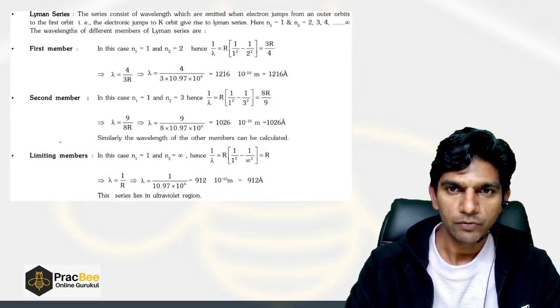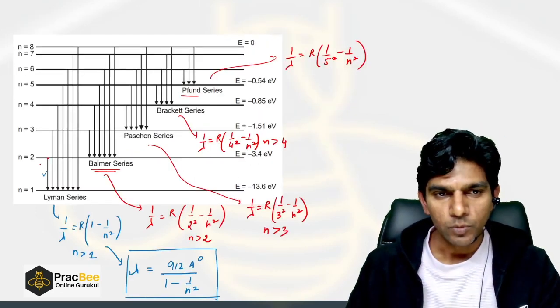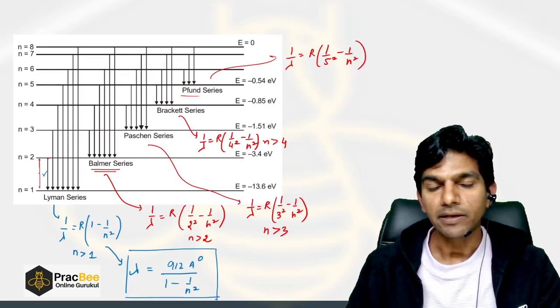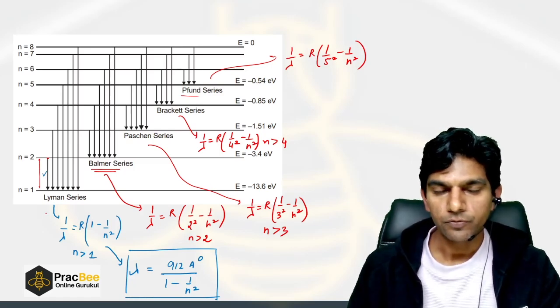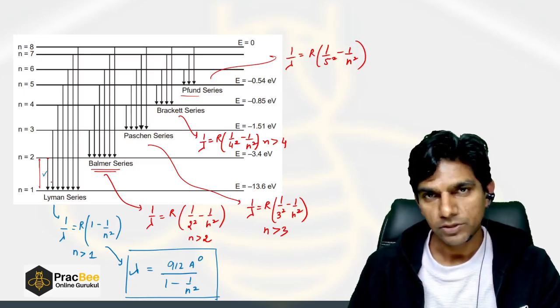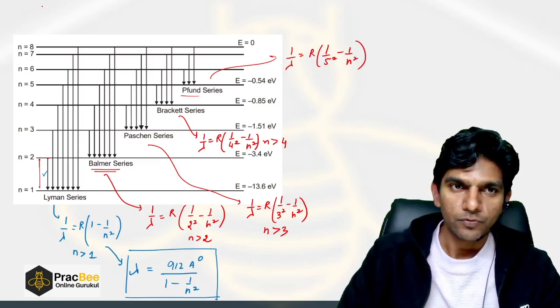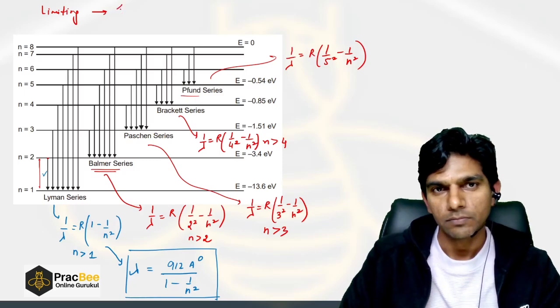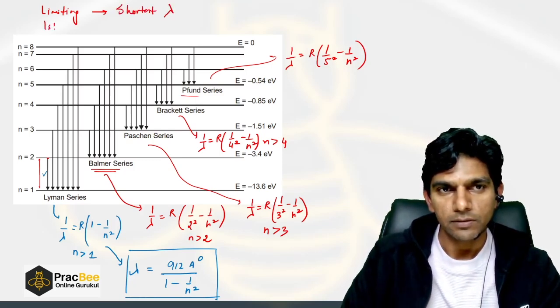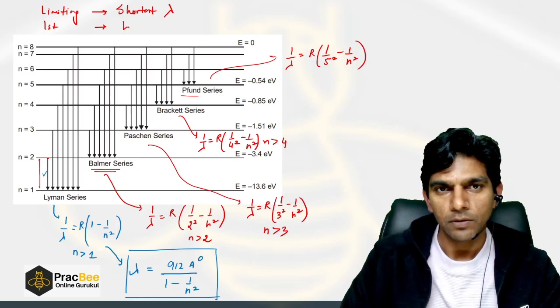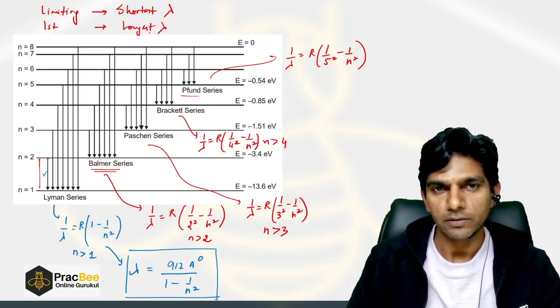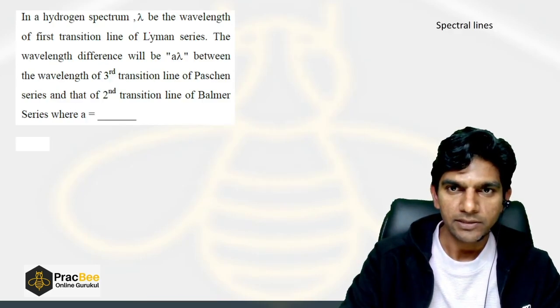And one more thing I forgot to mention. Smaller the energy difference, greater the wavelength, right? So the first line will be the longest and the limiting line will be the shortest. So the limiting line gives us the shortest wavelength, and the first line gives us the longest wavelength. So do remember this. Now let us see the questions.